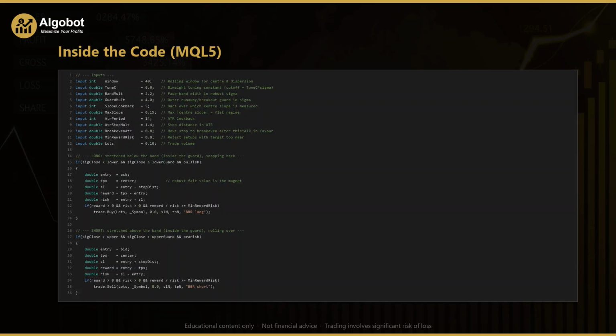The short block mirrors it exactly. If the close is above the upper band, below the upper guard, and the bar is bearish, entry is taken at the bid, the take profit is again the center, and the stop is placed one stop distance above entry. The same reward to risk check runs, and then trade.sell is called. Notice both sides always target the same center line, and both always attach a protective stop.